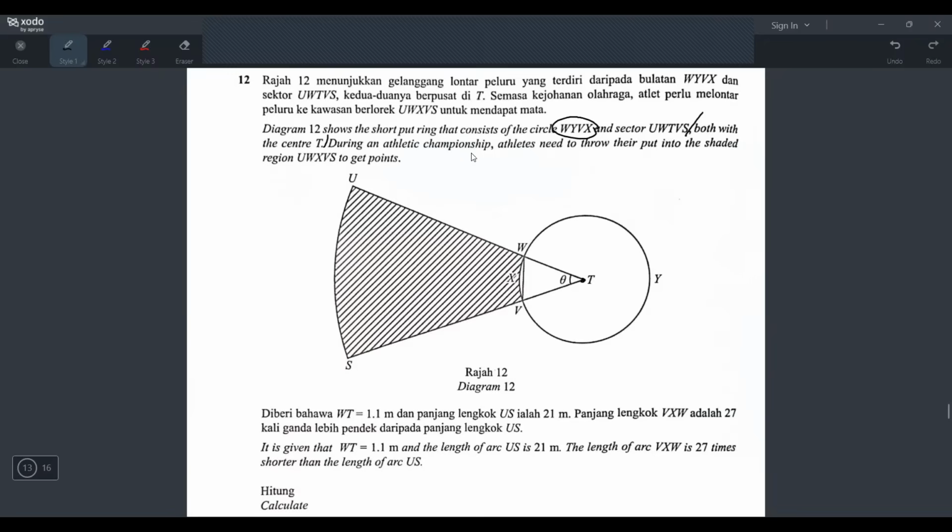During an athletic championship, athletes need to throw their shot put into the shaded region WXVS to get points. So I assume that you have to throw the shot put inside the shaded region to get points. Of course you'll be standing somewhere in this circle here, and then you throw in this direction, and you will get points depending on how far you throw. Okay, let's read. It is given that WT is 1.1 meter. Label 1.1. It means this one also 1.1, because they are both radius. They must be the same length. The length of arc US is 21 meter. US where? This one. Okay, 21 meter.